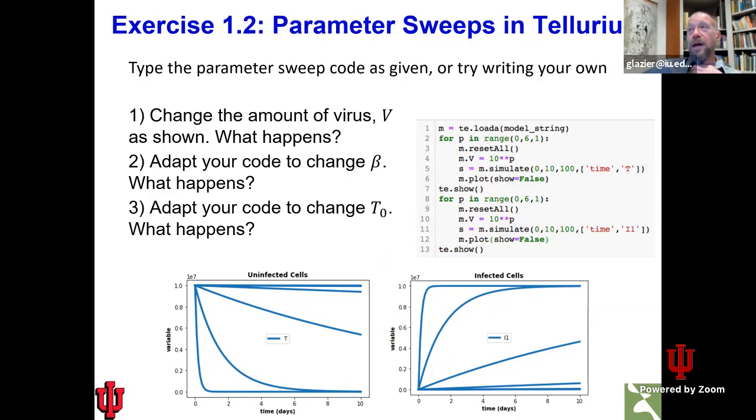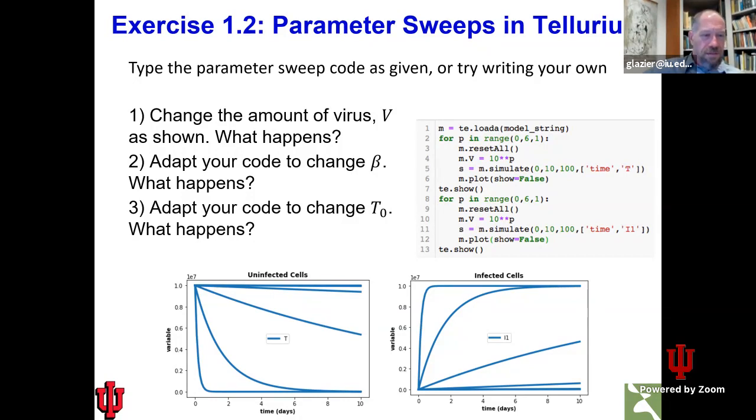So what you could do now is we change the amount of virus. If you want to change beta, that's pretty easy. All you have to do to change beta instead of the virus would be in this line here. Instead of typing m.v, type m.beta. Or if I wanted to change the initial amount of t, I'd type m.t0. Why don't you try doing that very quickly? It just takes a few seconds to do it. I'll do it in parallel.